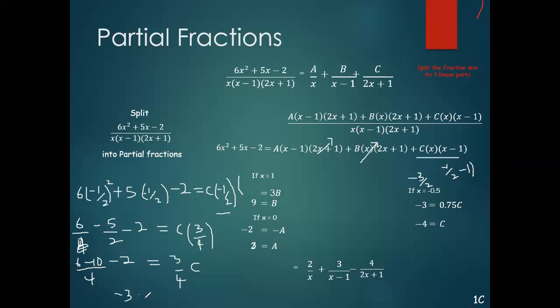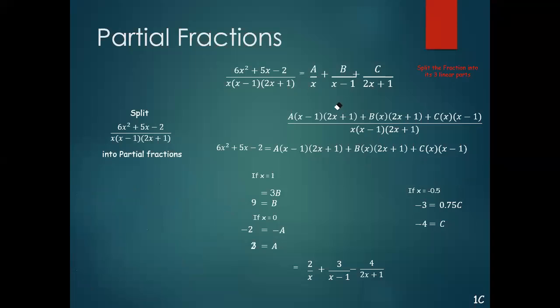is equals to 3/4 times C. And then solving for it, this is it over here. So when we solve for it, we are going to get C to be equals to -4. Okay, so once you obtain your -4, then we put it back into the original expression here. We know A is 2, B is 3, and then C is -4. So you put those factors back into the original expression. Let me clear the whole screen.